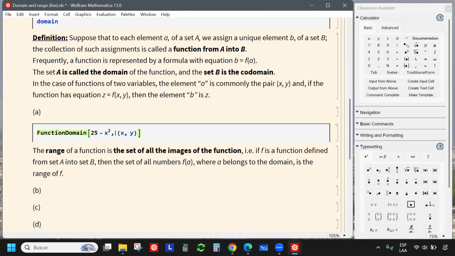Well, this is a Mathematica input cell. Unlike the cells where I typed text, for example, the definition is in a text cell. And well, Mathematica will evaluate it. Before getting the answer, it is easy to see that the domain of this function is the set of all pairs (x, y) in R squared. Let's see what Mathematica gives us.